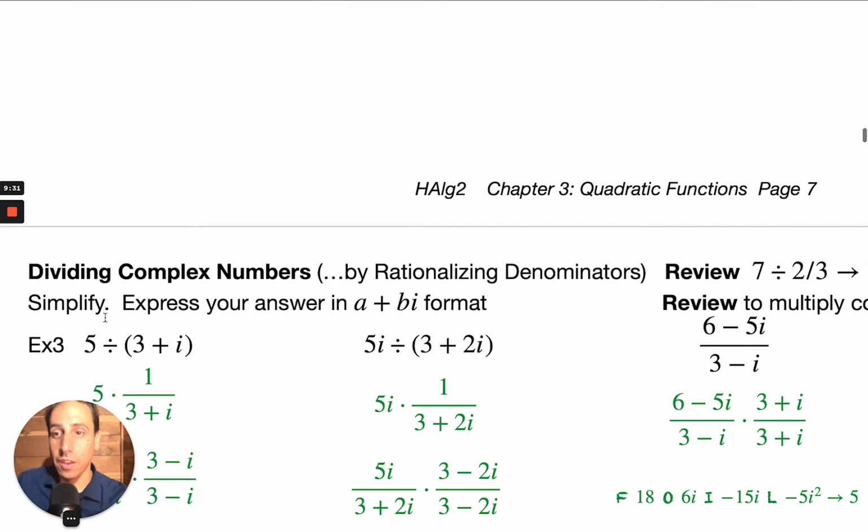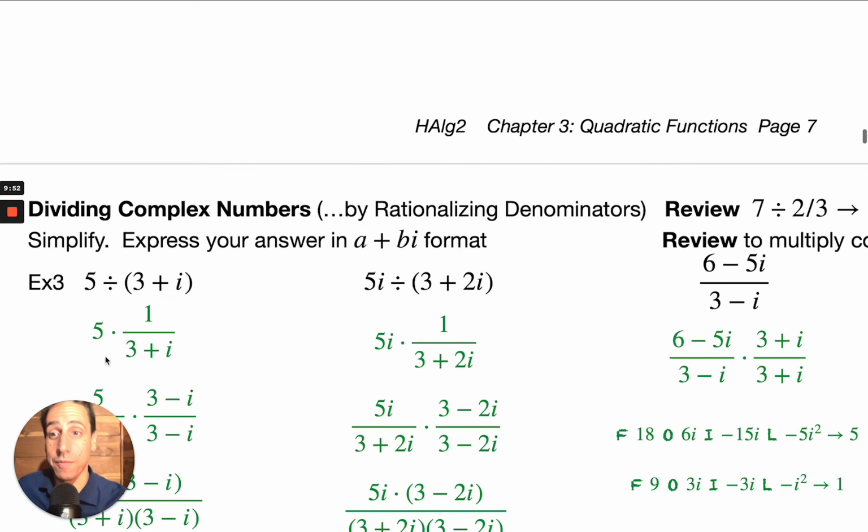So if you're going to take 5 and divide it by some sort of complex number, the instructions say to simplify and then express your answer in a plus bi format, which is the format of any complex number. So 5 divided by this complex number, I don't know how to divide, but I do know how to multiply, so I'm going to change the thing that I don't know how to do into something that I do know how to do.